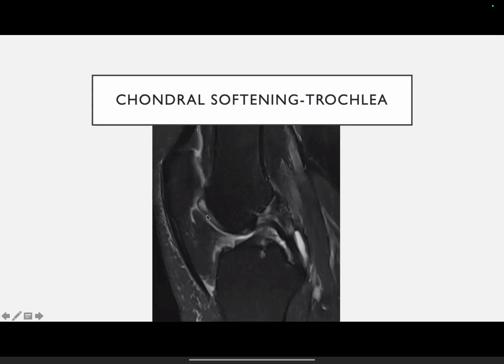So as we see, this is the cartilage signal here on this image, and focally we see here that the cartilage appears swollen and it has more of fluid signal because these are iterated sequences. So on these fat saturated images, we can see that the cartilage has swollen up here, and this is possibly the cause of pain in such patients. So this is an example of chondral softening in the superior trochlea.